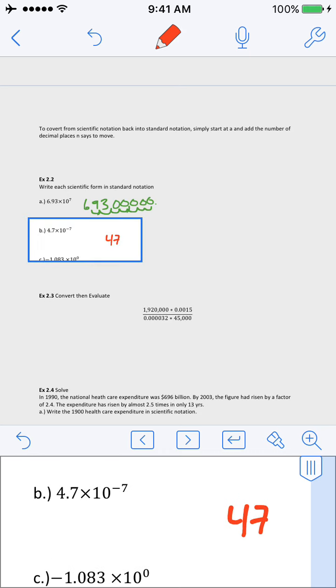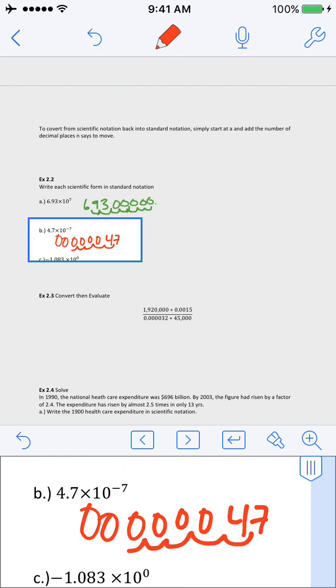It's a 4.7, so I can start by moving it at least once. And then because it looks like I have 7 total, I have to go 6 more. So 1, 2, 3, 4, 5, 6, and a total of 7. Put a point there, add another 0 to make it an official decimal, and we have our number.